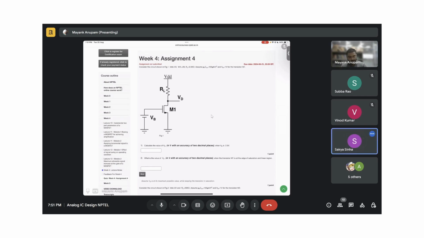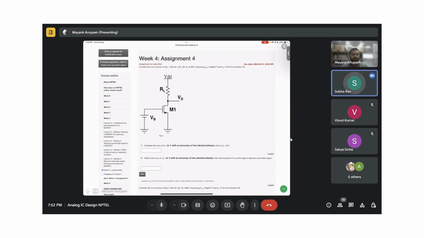Try this out on your own. From the discussion that we had today, I am sure you will be able to do it. Thanks, it's a very elaborative one. Welcome. We'll meet again next Tuesday.